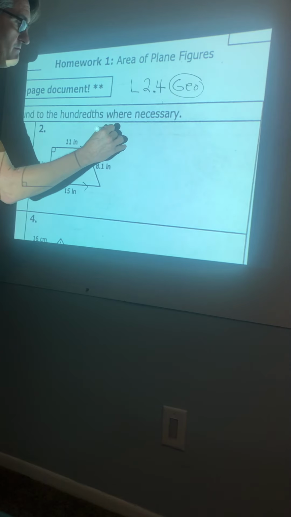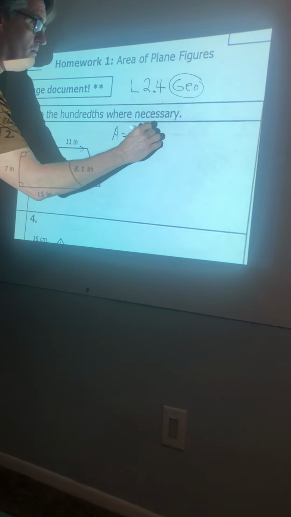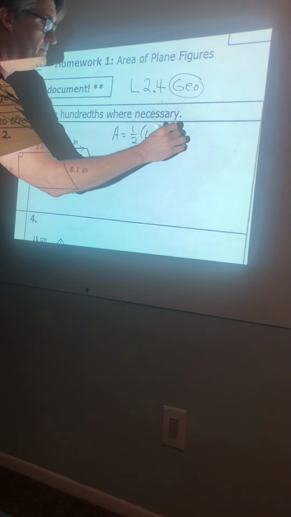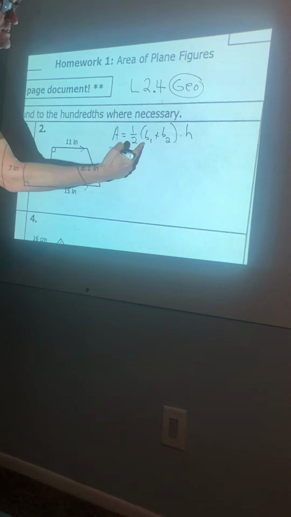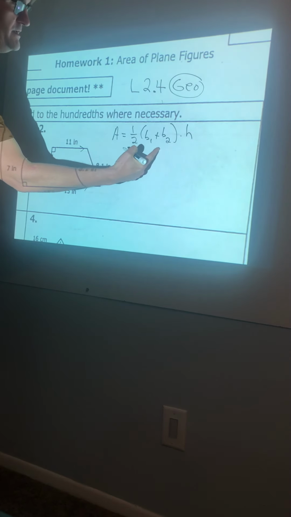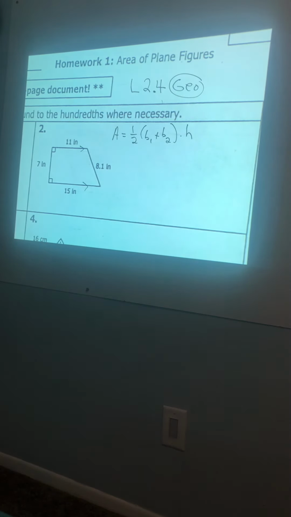This is one of my favorite formulas. It looks difficult, but it's not difficult at all. Now let me read it to you. Area equals 1/2 the sum of the bases. We're going to add the bases times the height. Bases is really easy to find. Bases are those 2 sides that are parallel.